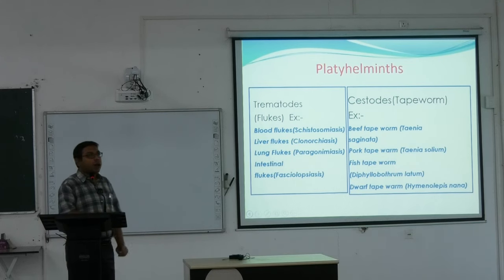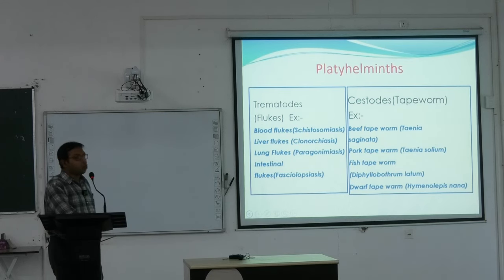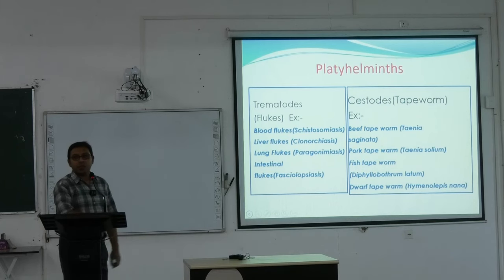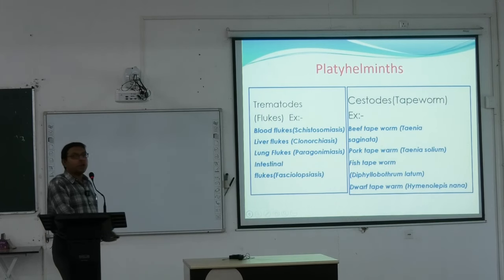Platyhelminthes can be divided into trematodes and cestodes. Trematodes are also known as the flukes. Examples are the blood flukes like Schistosoma, liver flukes that infest the liver, for example Clonorchis sinensis. Lung fluke is Paragonimus, intestinal fluke is Fasciolopsis, and Fasciola hepatica causes fascioliasis.